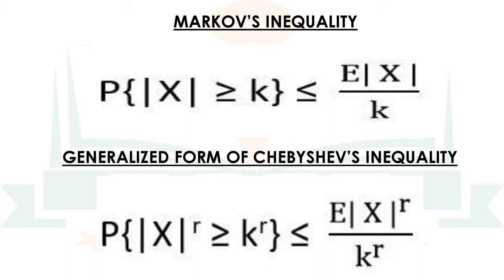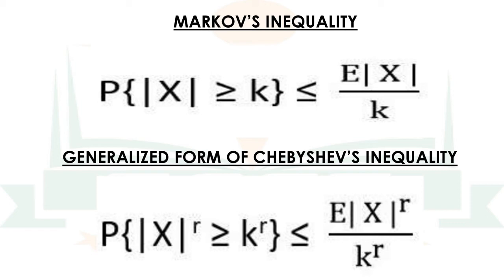Now, when we replace g of x by modulus of X in the generalized form of Chebyshev's inequality, we get Markov's inequality. That is, probability of modulus of X greater than or equal to k is less than or equal to expectation of modulus of X divided by k.